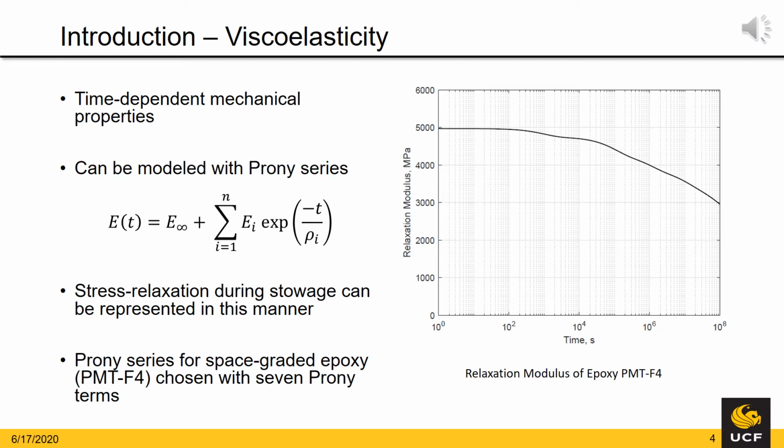For this project, we chose the available Prony series for PMT-F4, a space-graded epoxy matrix. The relaxation modulus of PMT-F4 is illustrated in the figure on the right-hand side. Here we can see that the modulus decreases from approximately 5,000 megapascal to about 4,000 megapascal within 10 to the power of 6 seconds, which equals about 12 days.